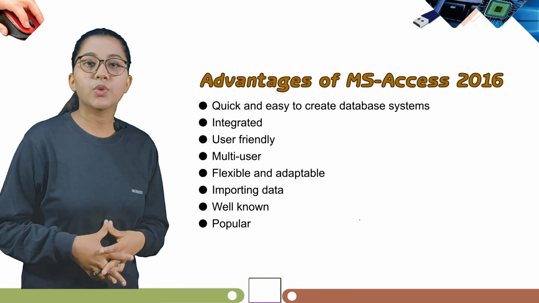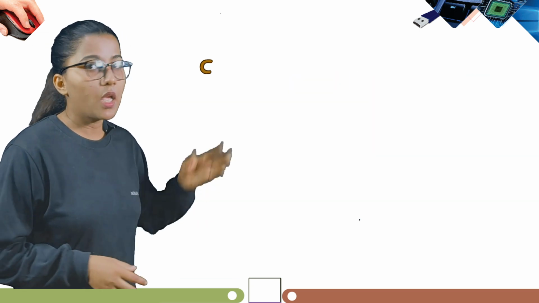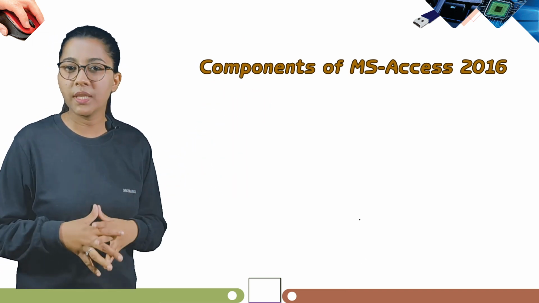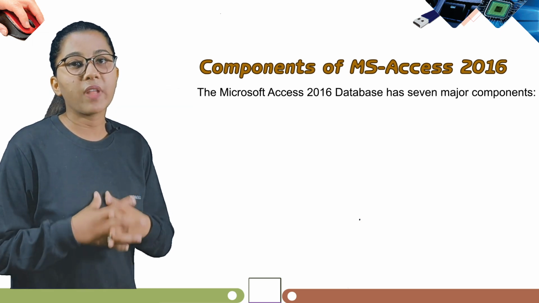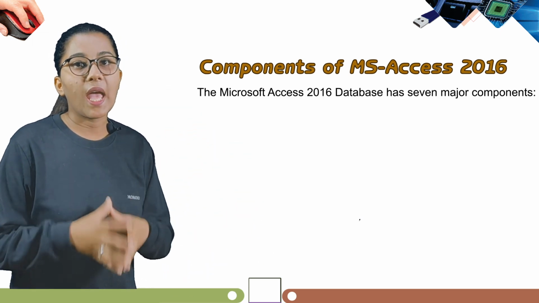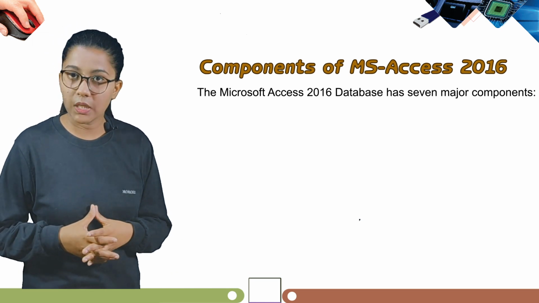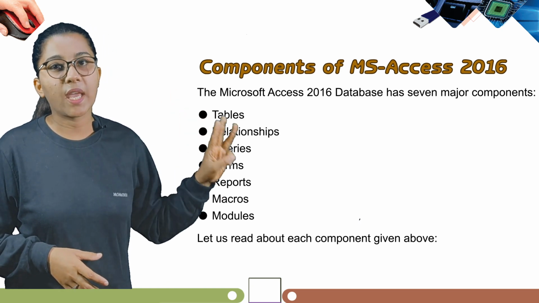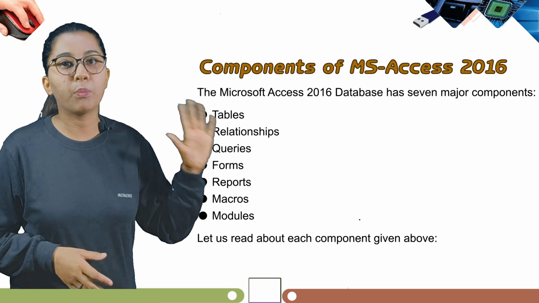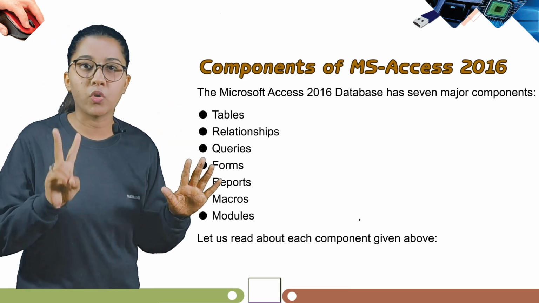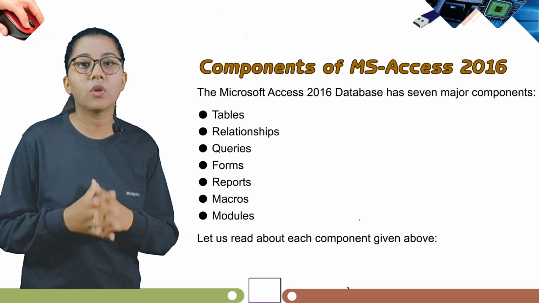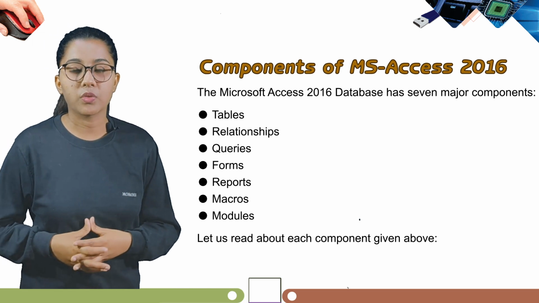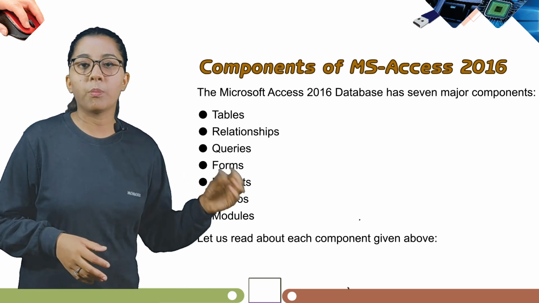So students, now let's start our new topic, that is components of MS Access 2016. So what are the components? Let's learn about it. The Microsoft Access 2016 database has 7 major components. And what are the components? First is tables, then relationships, then queries, then forms, then reports, then macros, and then modules. So these are the 7 major components of MS Access. Let us read about each component given below. Now we are going to learn about each component in detail.